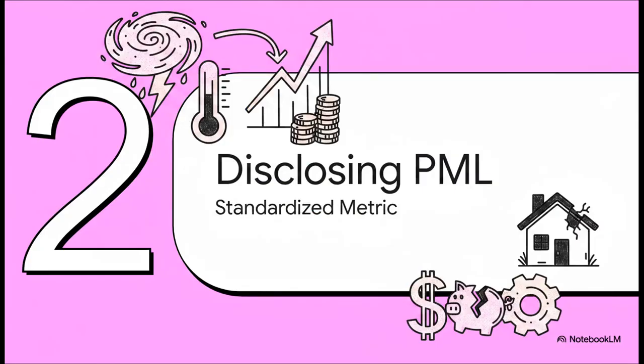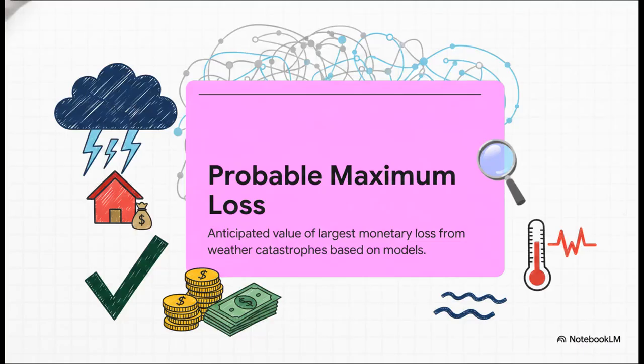Moving to Section 2. Disclosing probable maximum loss. Let's look at how we translate those distinct weather threats into a standardized financial metric. Okay, so this is your foundational concept, probable maximum loss. As defined here, PML is essentially the worst-case scenario price tag for your portfolio, calculated using complex mathematical models.